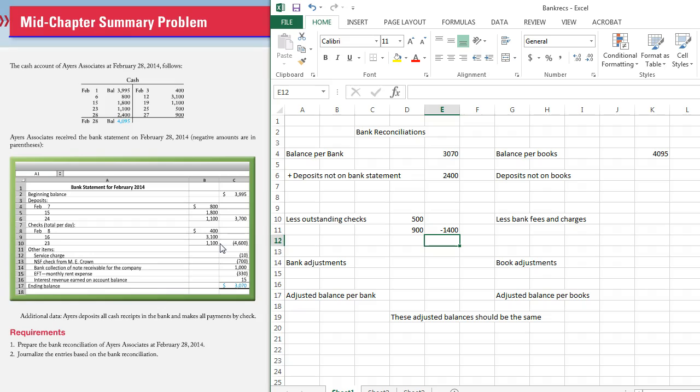That would give us a whole heck of a lot more money, but that would be an error and we'd have to call the bank. Okay, so that would be an example of a bank adjustment. So let's see where we're at on the bank side.